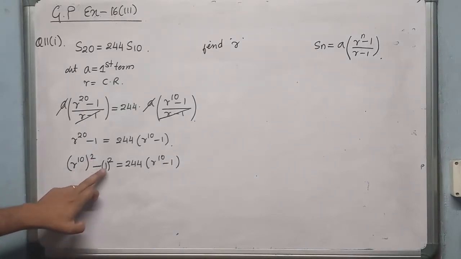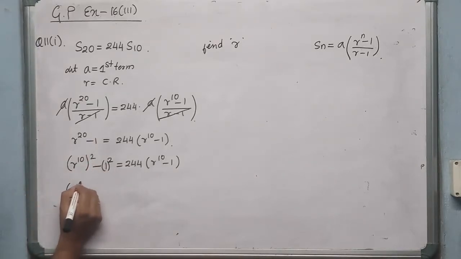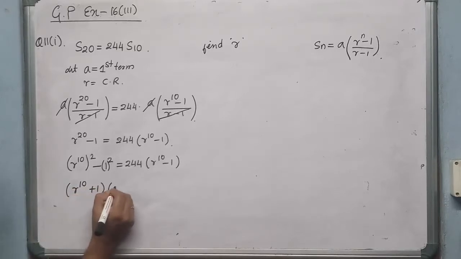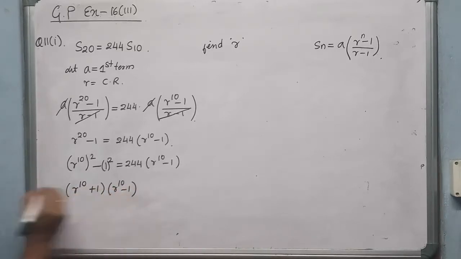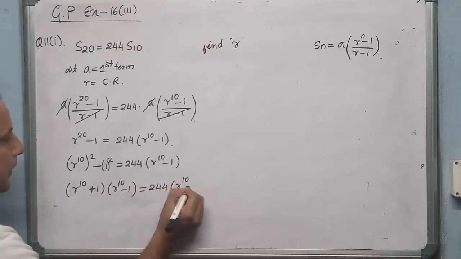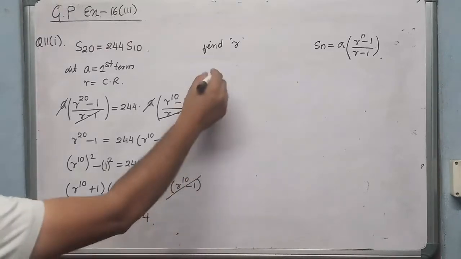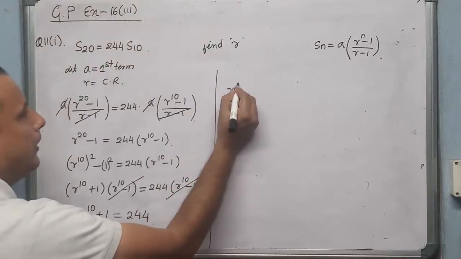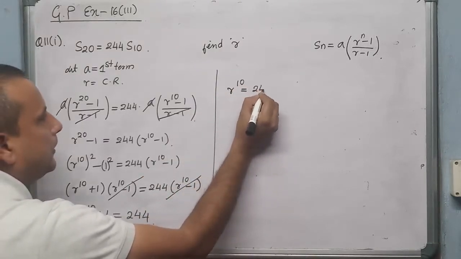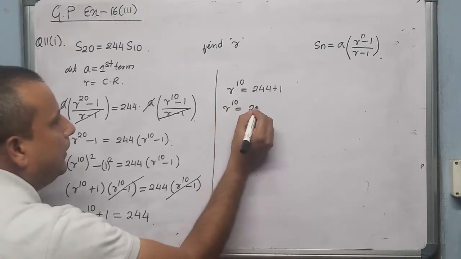Now it is in the form of a square minus b square. If I use the formula (a + b)(a - b) = 244(r^10 - 1), then these two quantities get cancelled. Now we have r^10 + 1 = 244. So r^10 = 244 + 1, r^10 = 225.